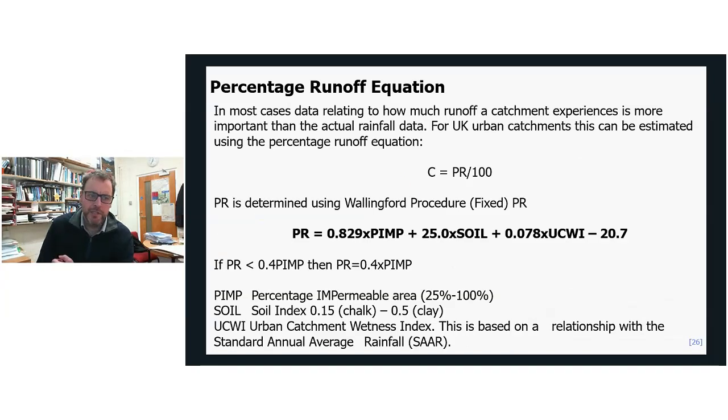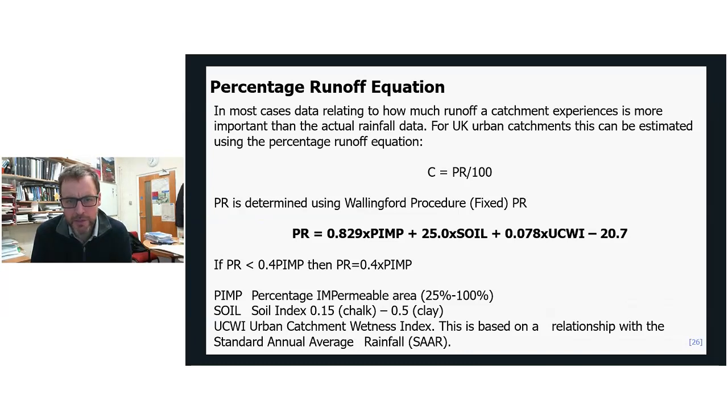In most cases, data relating to how much runoff a catchment experiences is more important than the actual rainfall data. It's quite difficult to estimate the amount of rainfall falling on a catchment, and it's really important to do that well. But actually, estimating how much of that rainfall converts to runoff is often the bigger challenge.